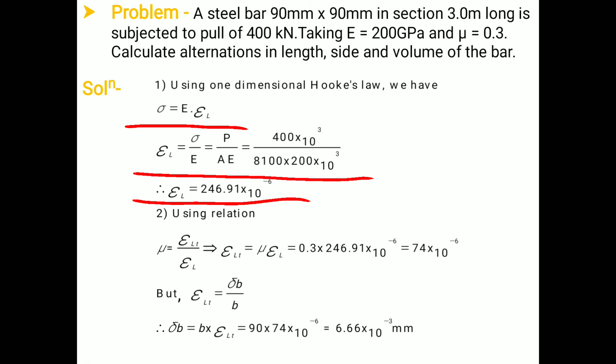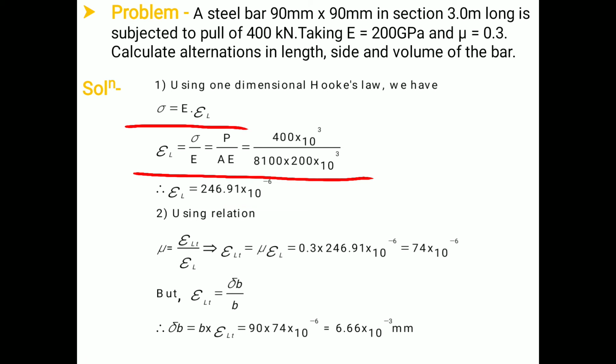And that strain in linear dimension is 246.91 into 10 raised to minus 6. It does not have any unit because strain is a dimensionless quantity. This is the value of strain along the x direction.